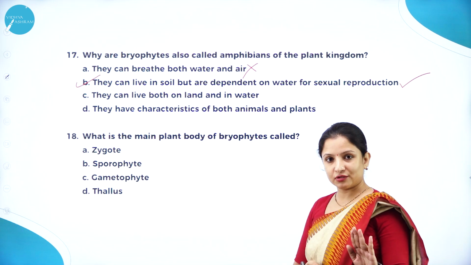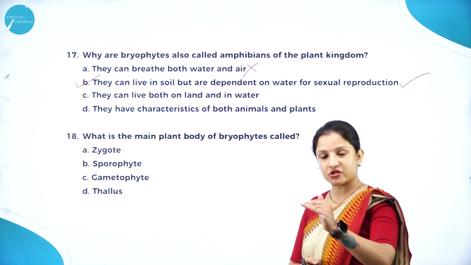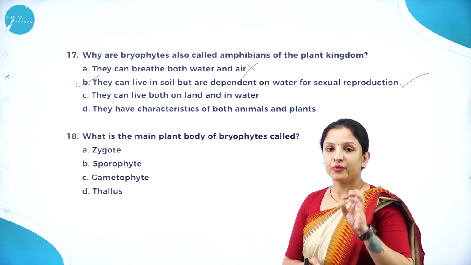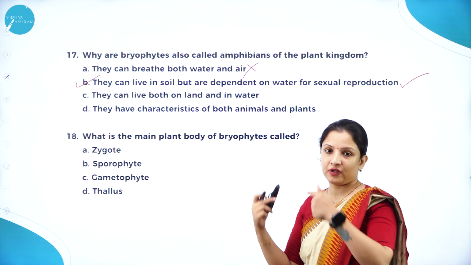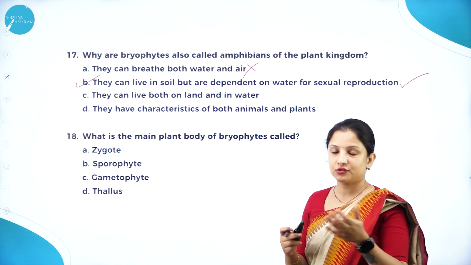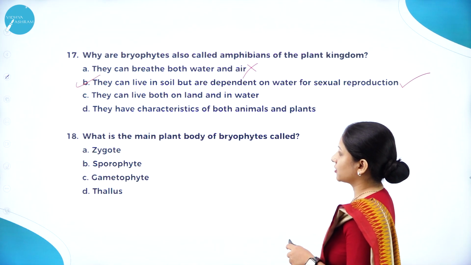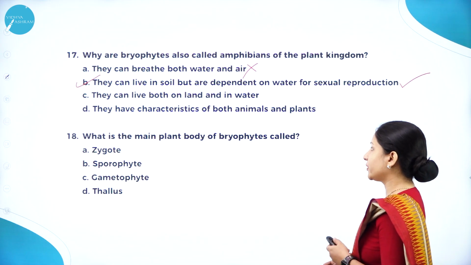They usually live in the soil, but during the process of reproduction, the gametes move to the water, because the male gamete, if it has to go and meet the female gamete, requires water for that. So that is the reason. Next question. What is the main plant body of bryophytes called?